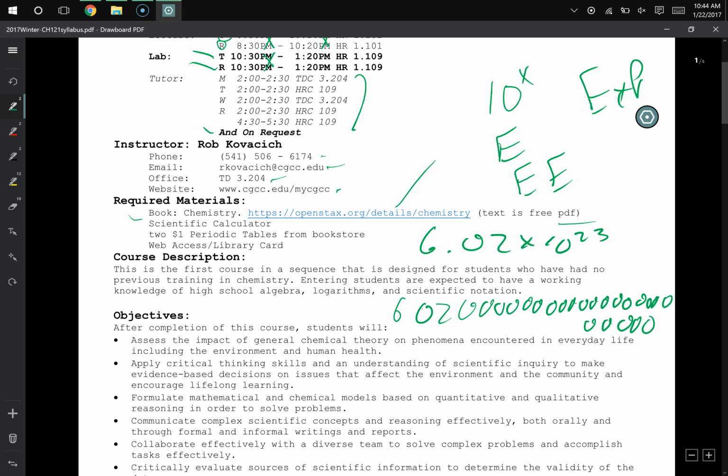The course description for this is somebody who hasn't really taken chemistry before. And we're going to talk about basically just some high school algebra. Actually, the algebra that we're going to talk about in this class is mostly algebra from middle school. Logarithms and some scientific notation.